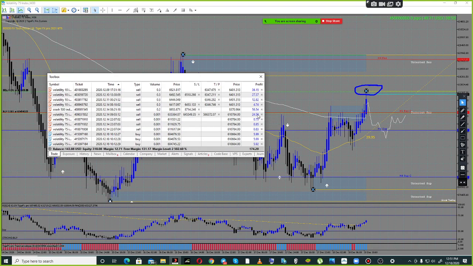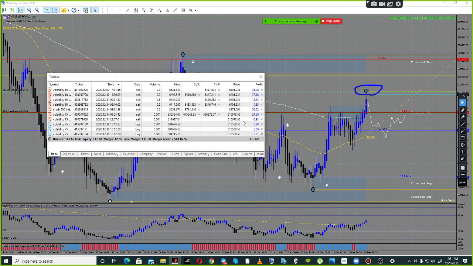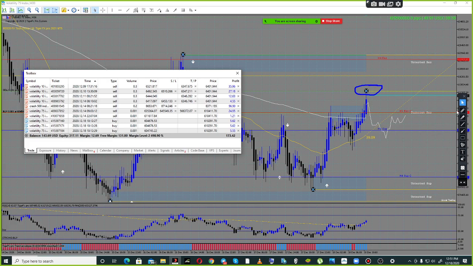Close all of my cells. Now we're only left with buys. These are buys. Okay, this account, guys, it's a challenge that I made. I opened this account with 70 bucks. But now you can see that it's growing.